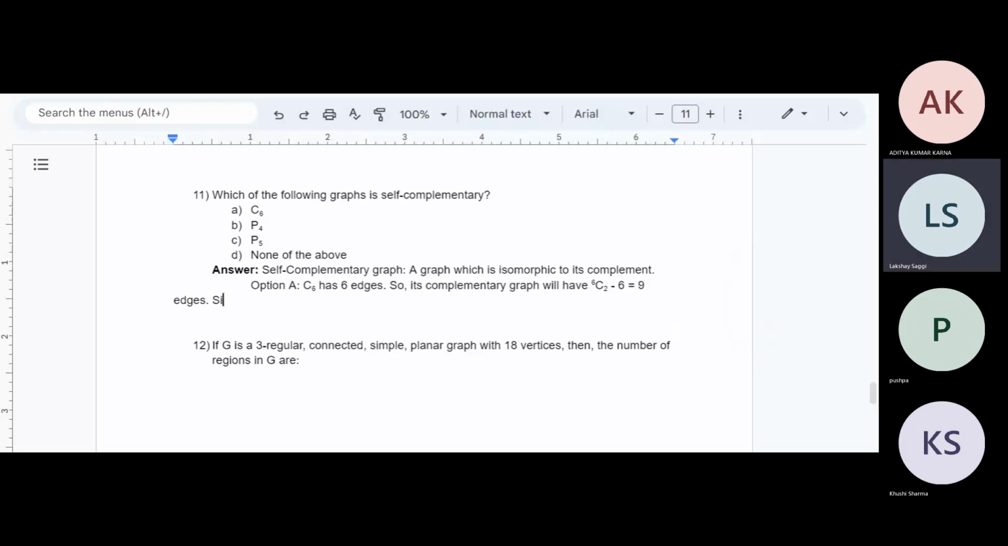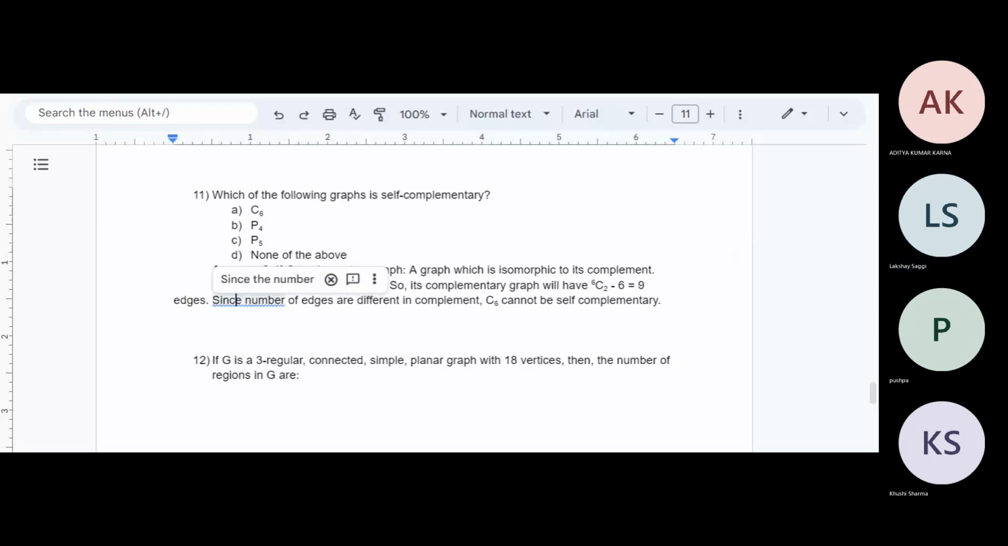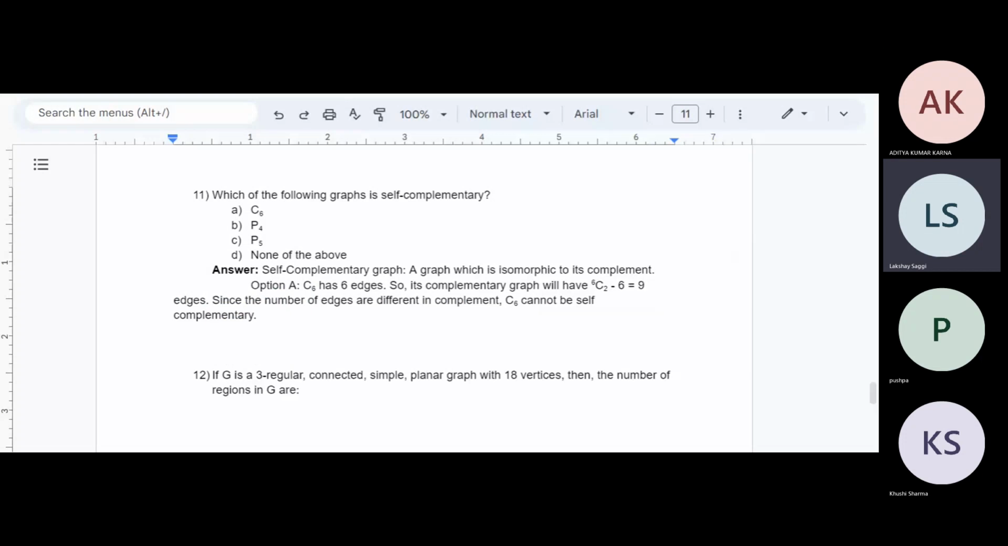Right. Since the number of edges is different in the complement, C6 cannot be self-complementary. So basically what I showed is that if the complement has a different number of edges, then it can't be isomorphic to the original graph. So if it is not isomorphic, then it is not self-complementary.